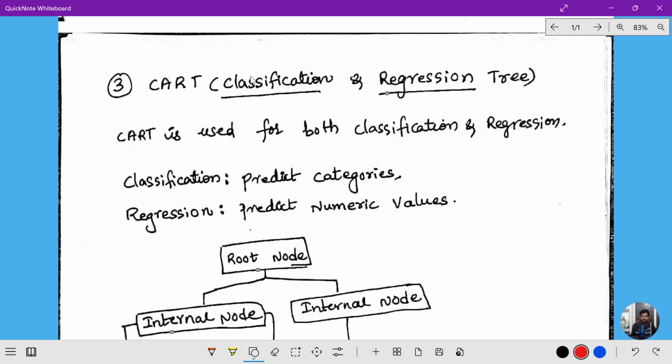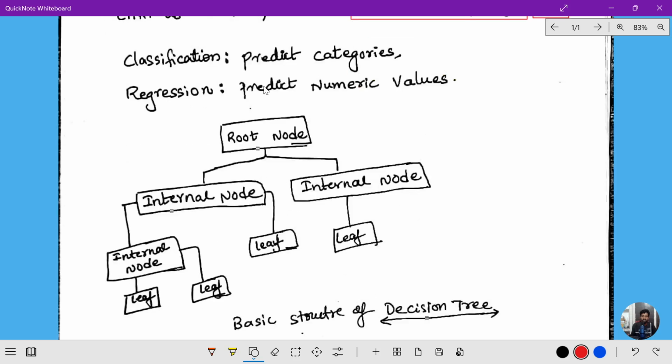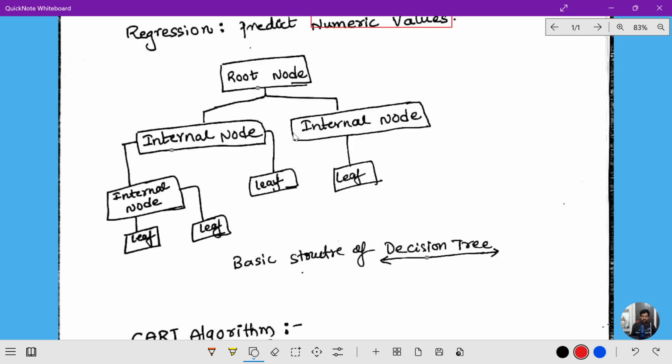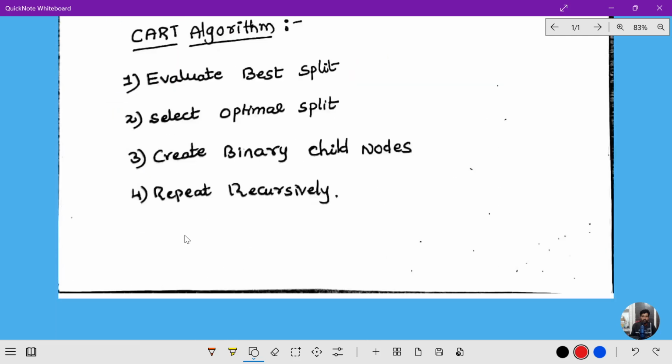So what is the meaning of CART? CART is nothing but classification and regression tree. CART is used for both classification and regression. What is the meaning of classification? It is going to predict the categories. Regression means it will predict the numerical values. You observe this is called a decision tree. The first one is the root node, the second ones are called internal nodes, and the last nodes are called leaf nodes. This is also again an internal node.